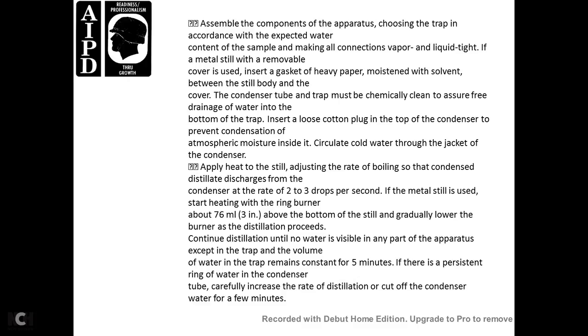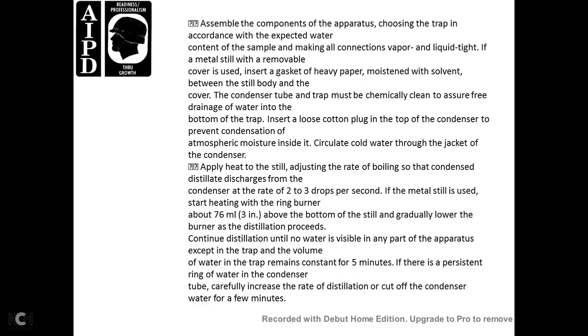If the metal still is used, at the start of the heat, place the ring burner about 76 millimeters, or 3 inches, above the bottom of the still. Gradually lower it during the further distillation procedures. Continue distillation until no water is visible in any part of the apparatus except for the trap, and the volume of the water in the trap remains constant for 5 minutes.